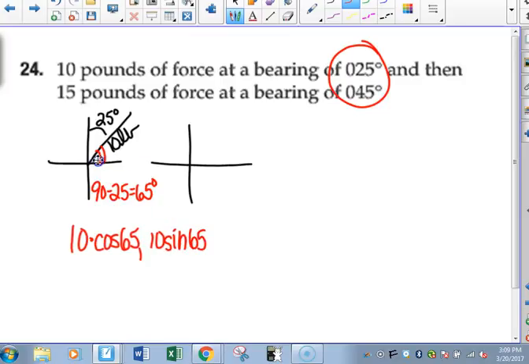Now, do you want me to draw that and talk about y again? Because you have a right triangle here. This is your x. This is your y. Everybody's okay?